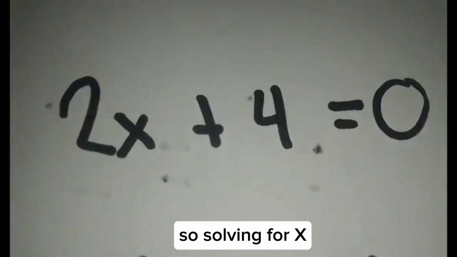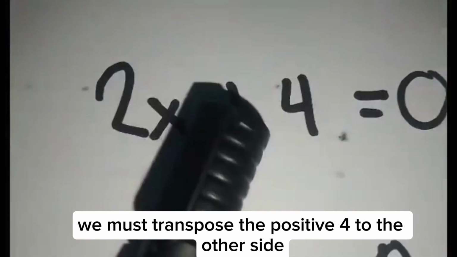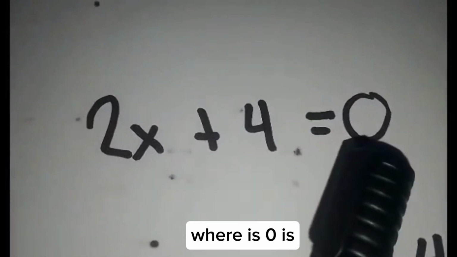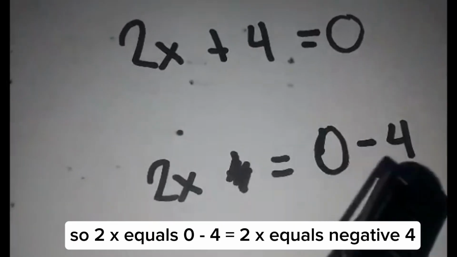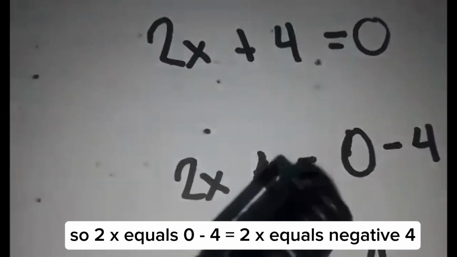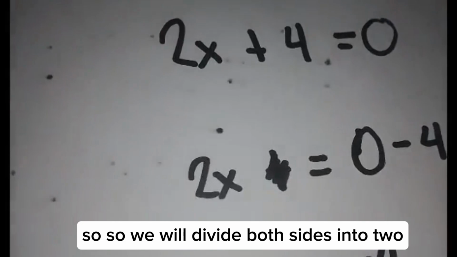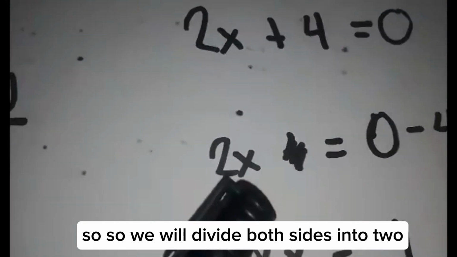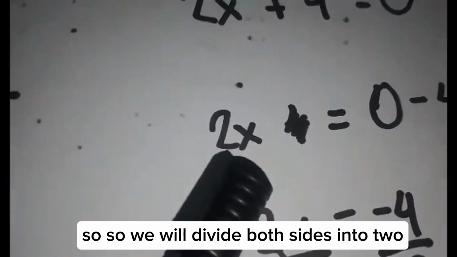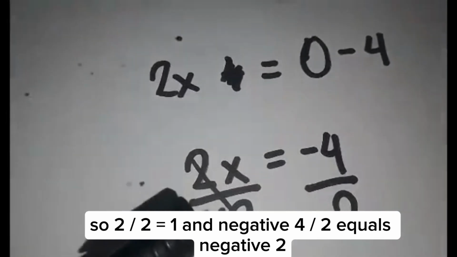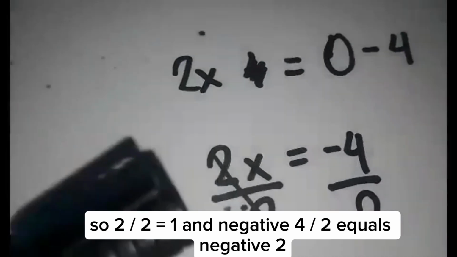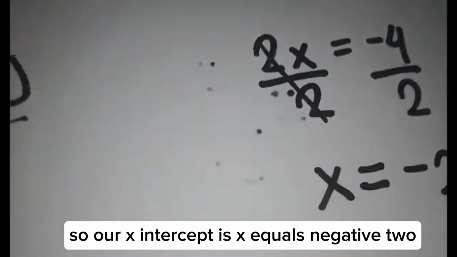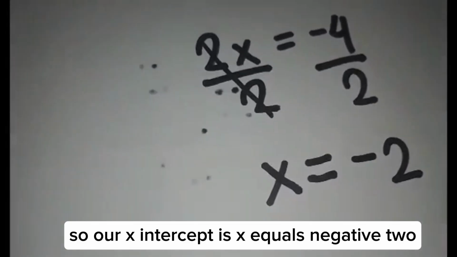So solving for x, we must transpose the positive 4 to the other side where the 0 is, and the sign will change into negative, just like this. So 2x equals 0 minus 4, which gives 2x equals negative 4. So we will divide both sides by 2. So 2 divided by 2 equals 1, and negative 4 divided by 2 equals negative 2. So our x-intercept is x equals negative 2.